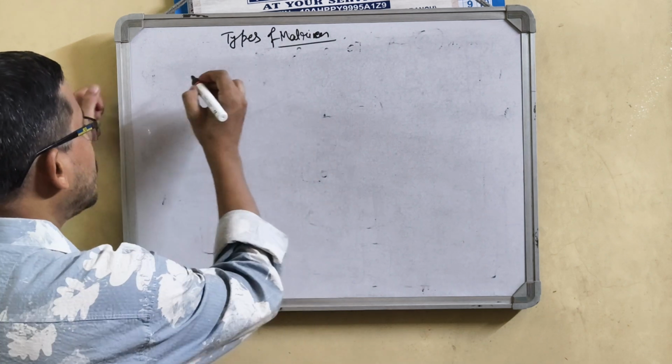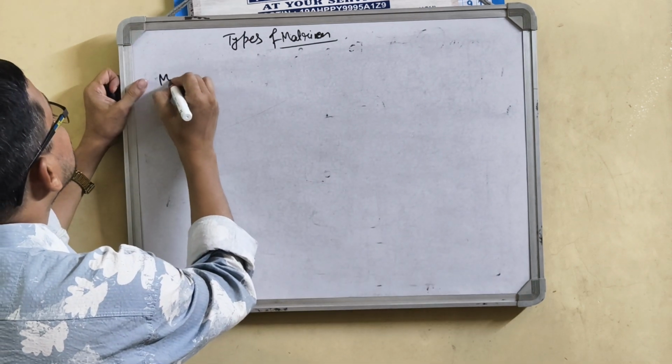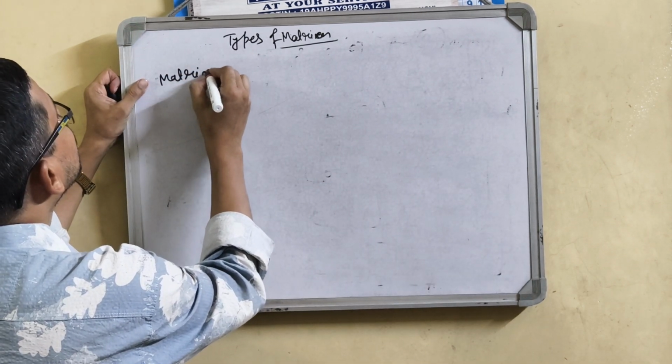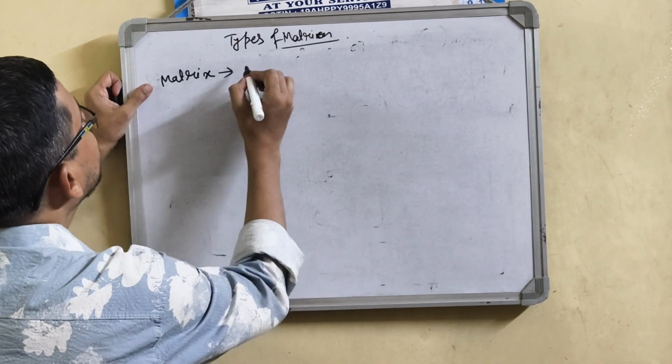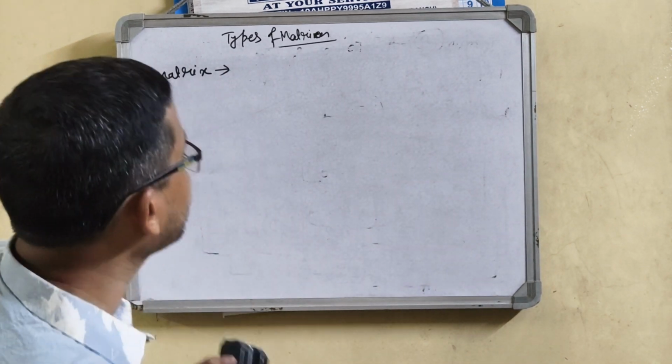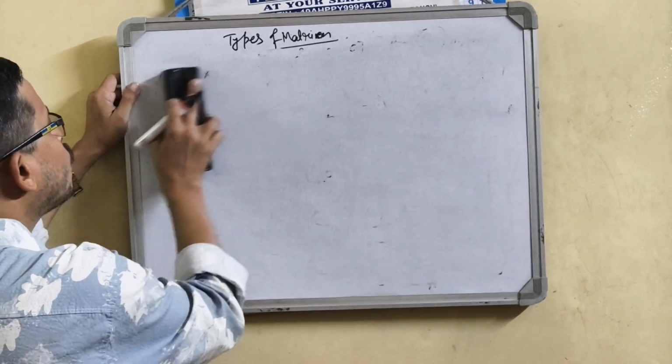So now, matrix multiplication. First we discuss addition of matrices and subtraction of matrices. It is so easy.